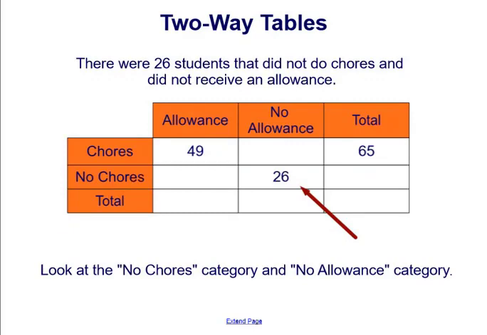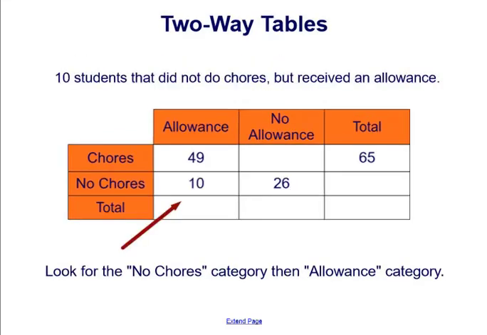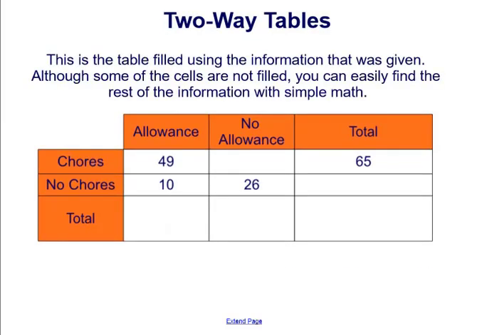Next, we also know that there were 26 students that did not do chores and did not receive an allowance. So we would look at the no chores category and the no allowance category to write the 26 here. Finally, we know that 10 students did not do chores but received an allowance. So if we look for the no chores category and then the allowance category, we can write 10 in this box here. So this is the table filled using the information that was given.